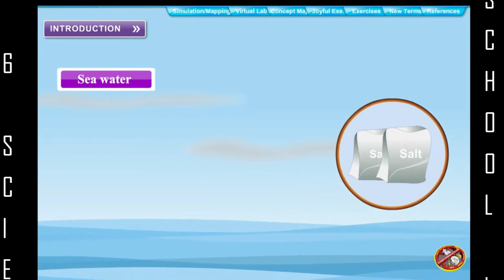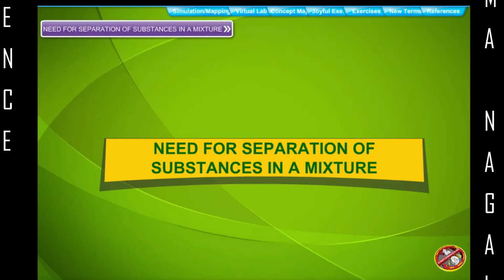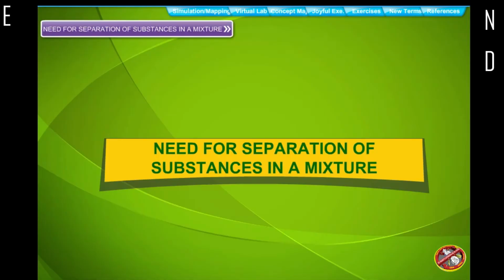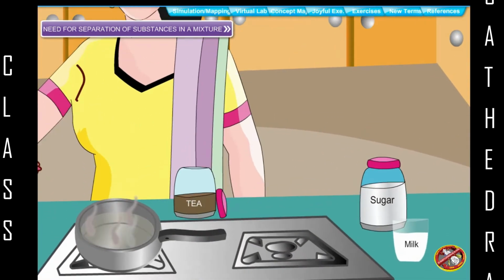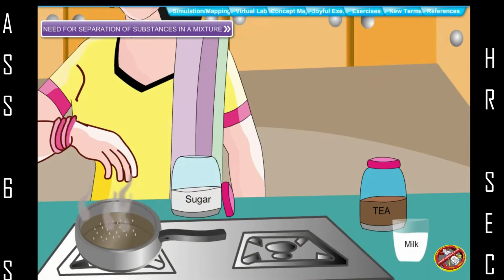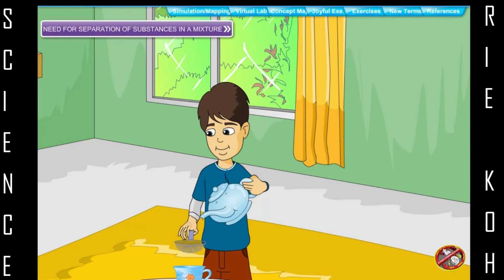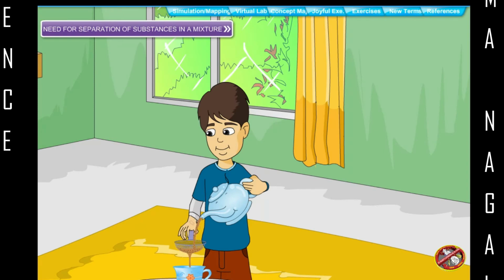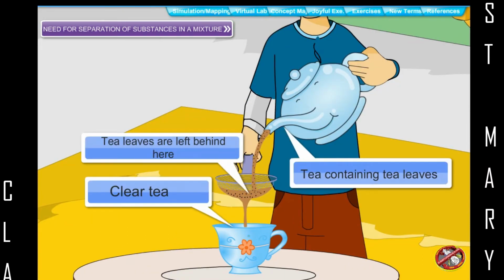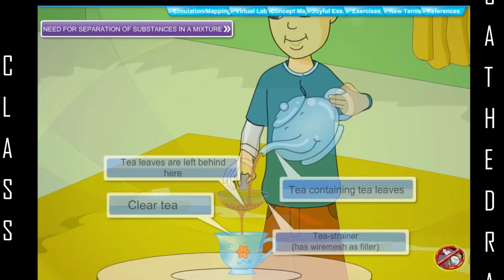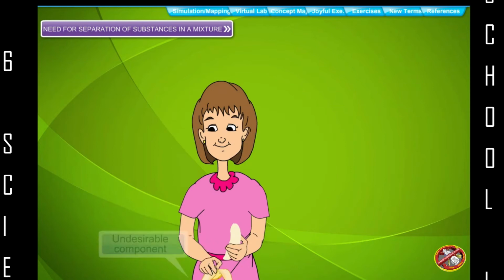Let us study the need of separation of substances from their mixture. Need for separation of substances in a mixture. To remove undesirable substances. Tea is made by boiling tea leaves in water and then adding sugar and milk. After the tea has been made, used tea leaves are an undesirable component of the mixture. We separate it by using a filter called tea strainer. Before eating a banana, we peel off its skin, an undesirable component.